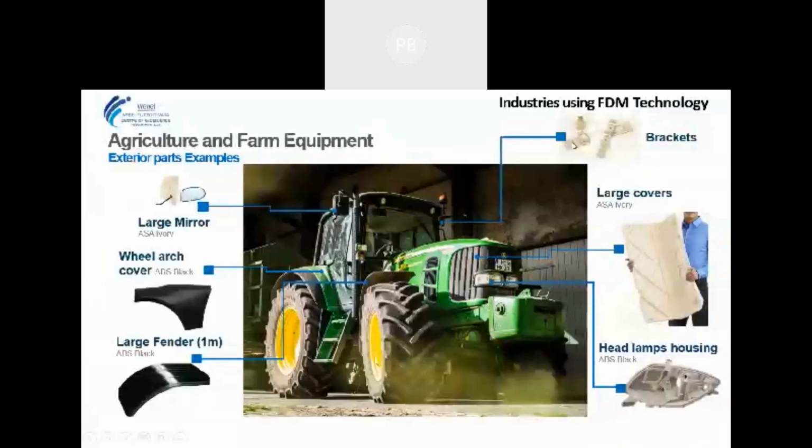With automotive cases, we can directly develop a lot of parts, like this large mirror prototype, wheel arch, large fenders, large covers, and spoilers. Directly we can do this kind of thing for automotive.